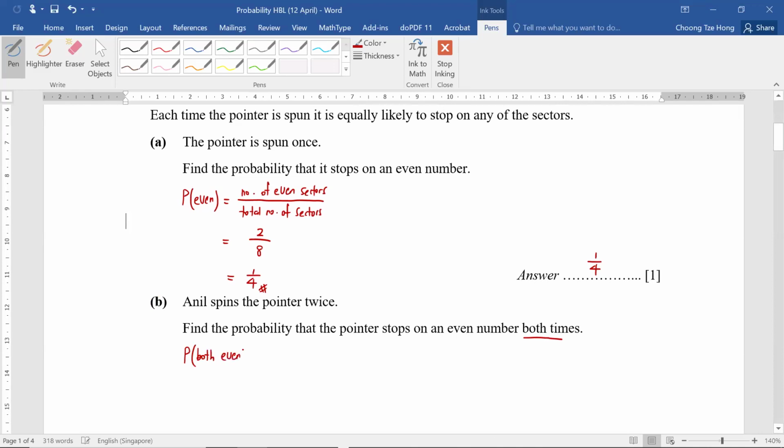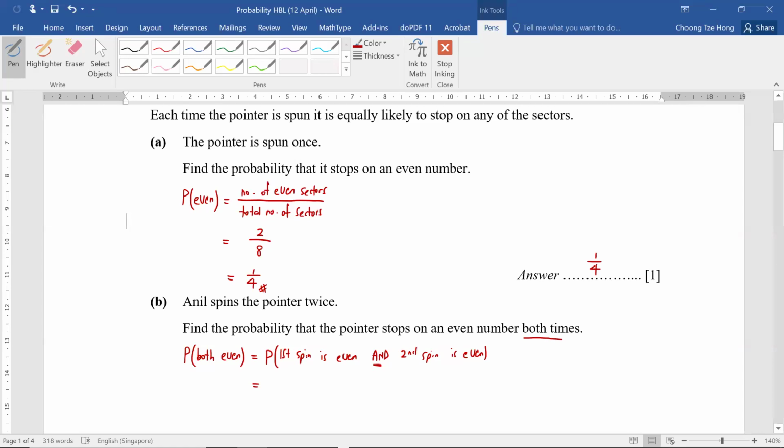Both even. So let's write out the possible outcomes for this. To have both spins even, there's actually only one possible outcome, which is the first spin is even, and the second spin is also even. So both the first and the second spin must be even. This is a case of "and". You just have to remember that whenever it's an "and" case, it will be a product.